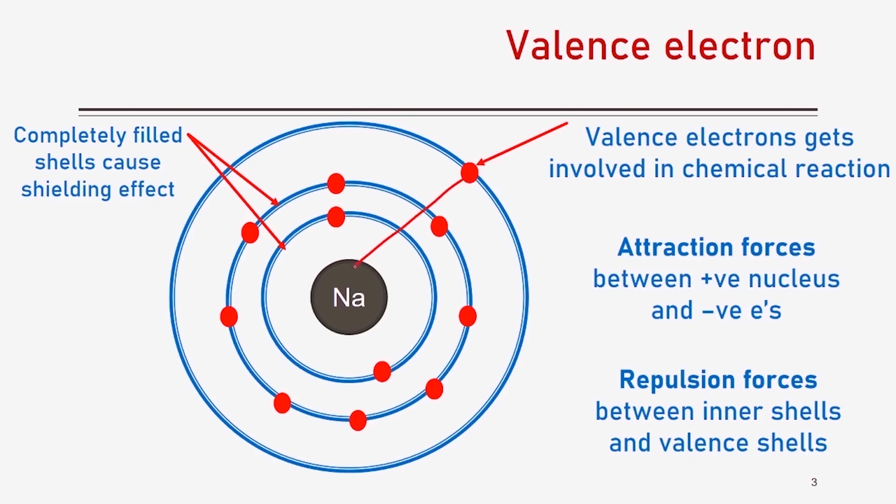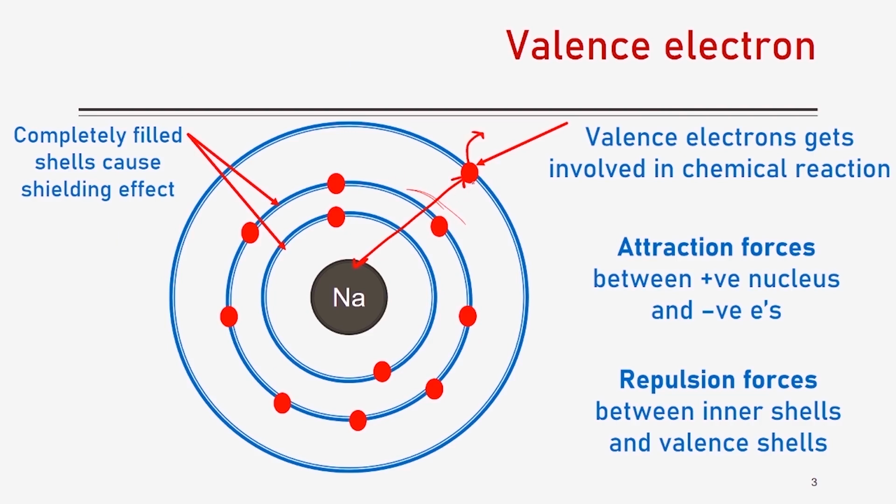First is the attraction force between valence electrons and the positively charged nucleus. Usually the presence of completely filled orbitals causes a shielding effect. The inner electrons shield the attraction force coming from the nucleus towards the valence electrons, which minimizes the effect of attraction force and makes it easier to remove valence electrons.